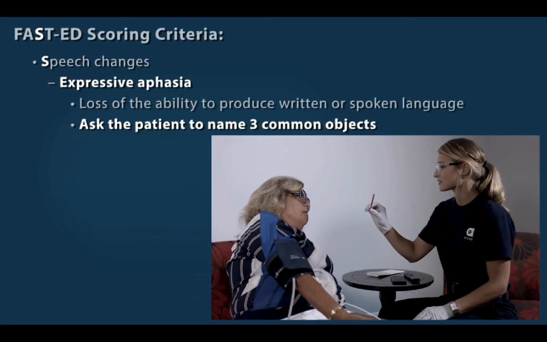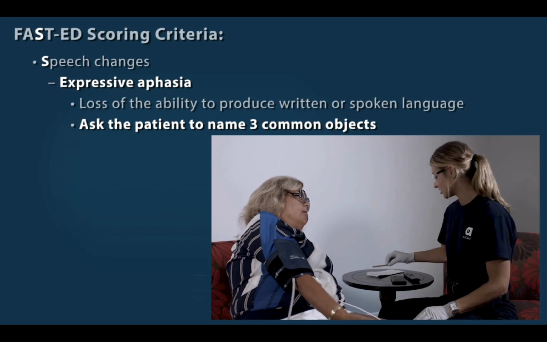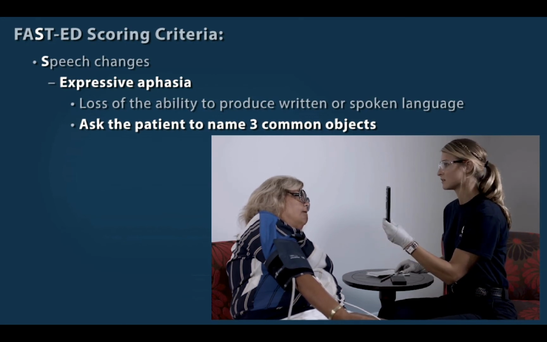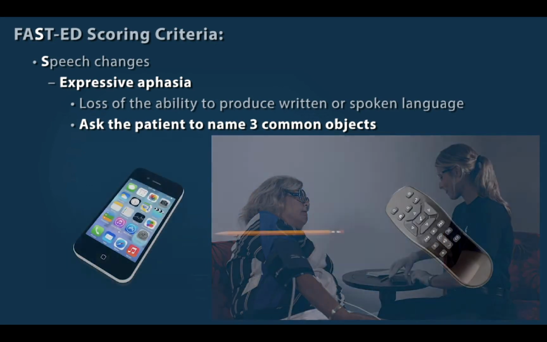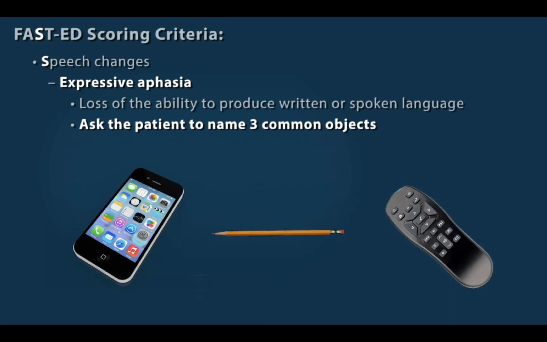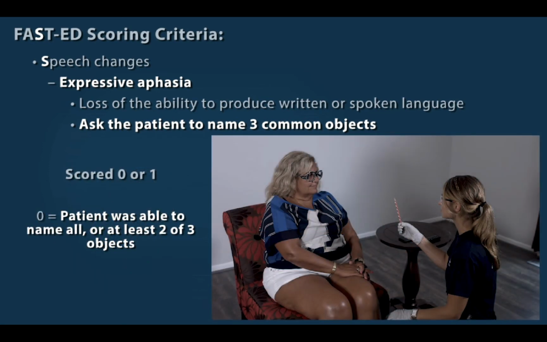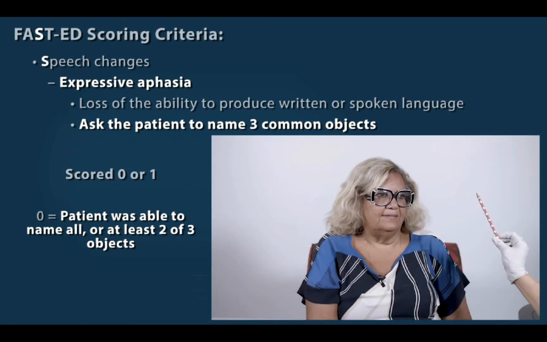Next, as a part of the speech assessment, check for expressive aphasia by asking the patient to name 3 common, easily identifiable objects. For example, their phone, a pencil, and a remote control. A score of 0 indicates the patient was able to name all or at least 2 of the 3 objects. Pencil, remote control, phone.